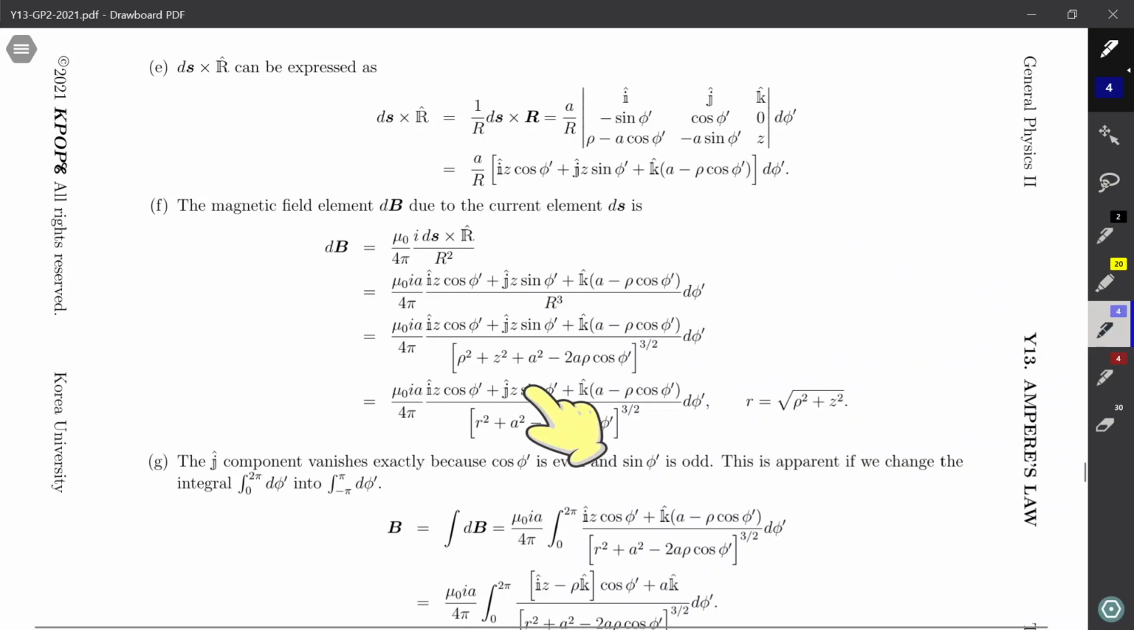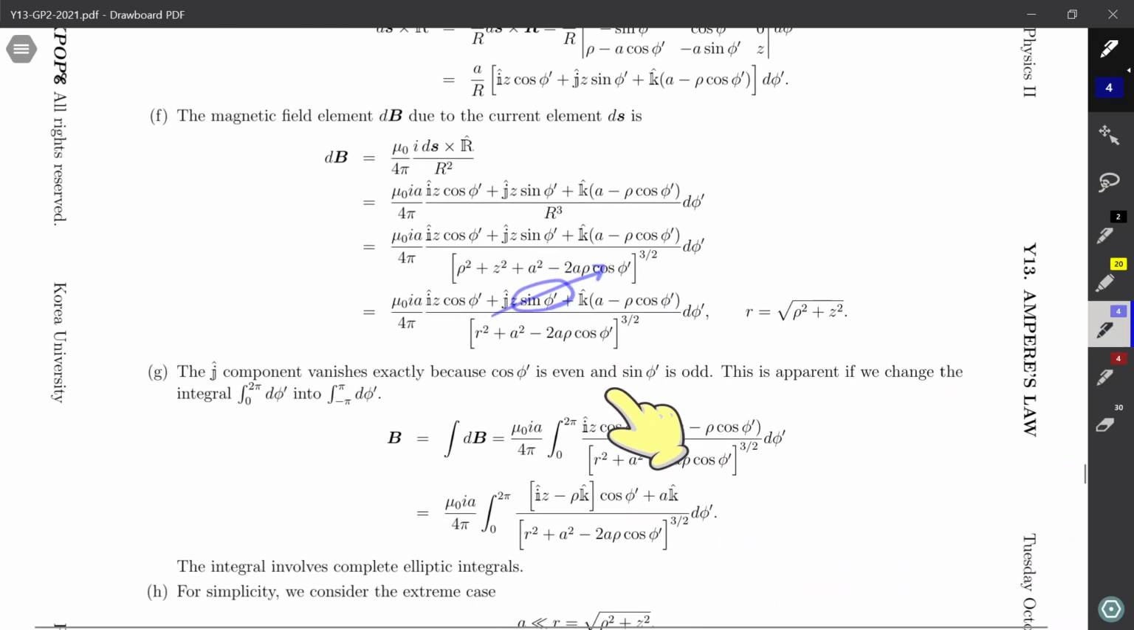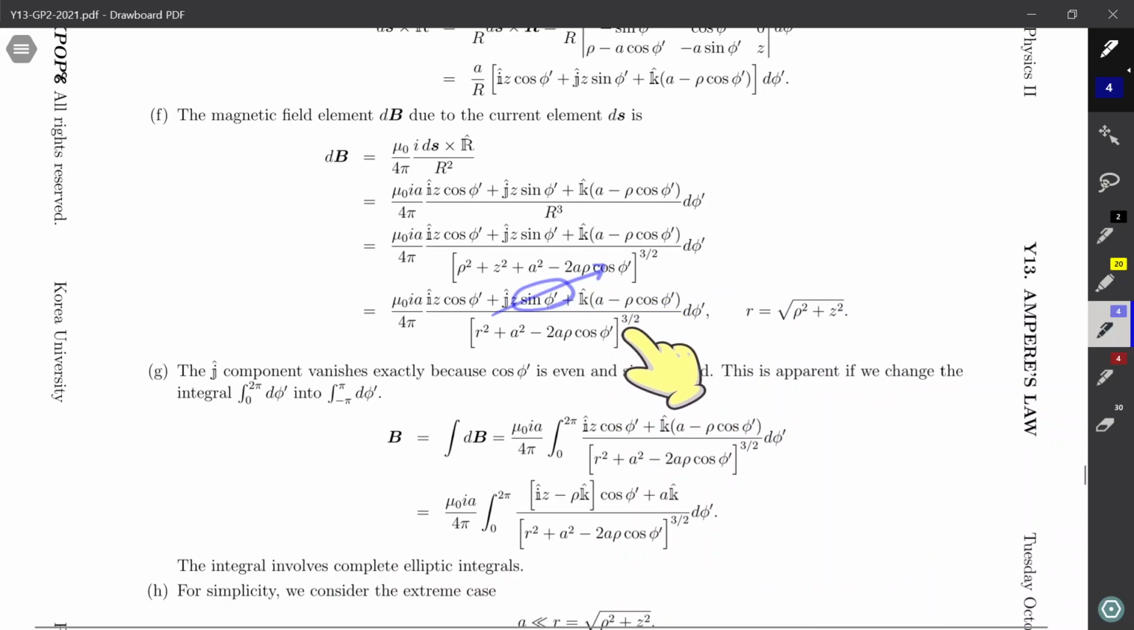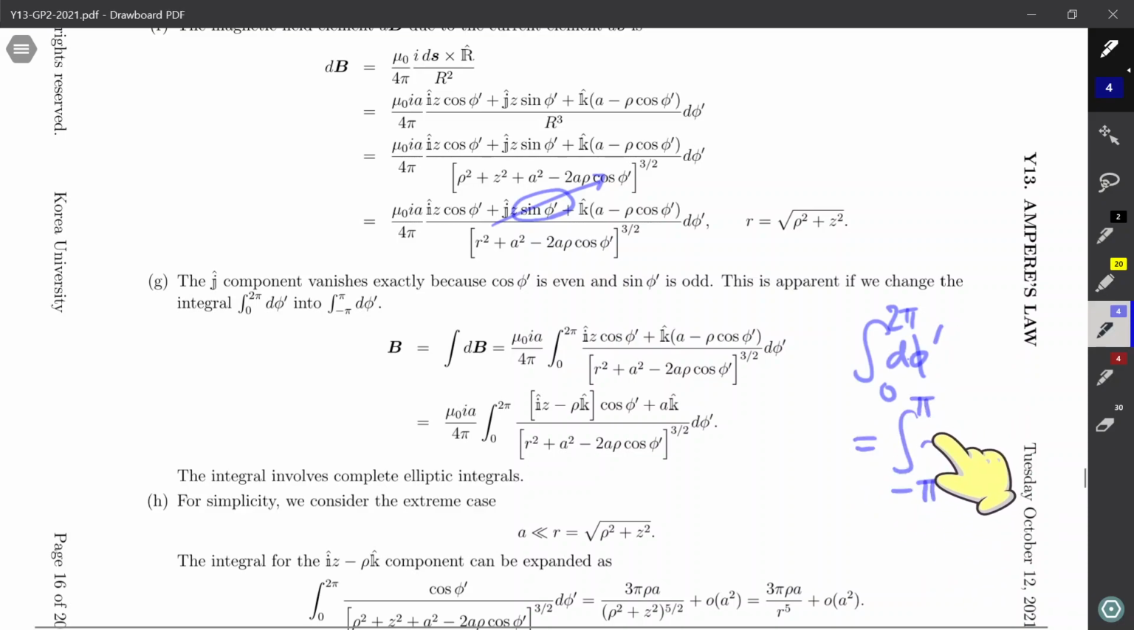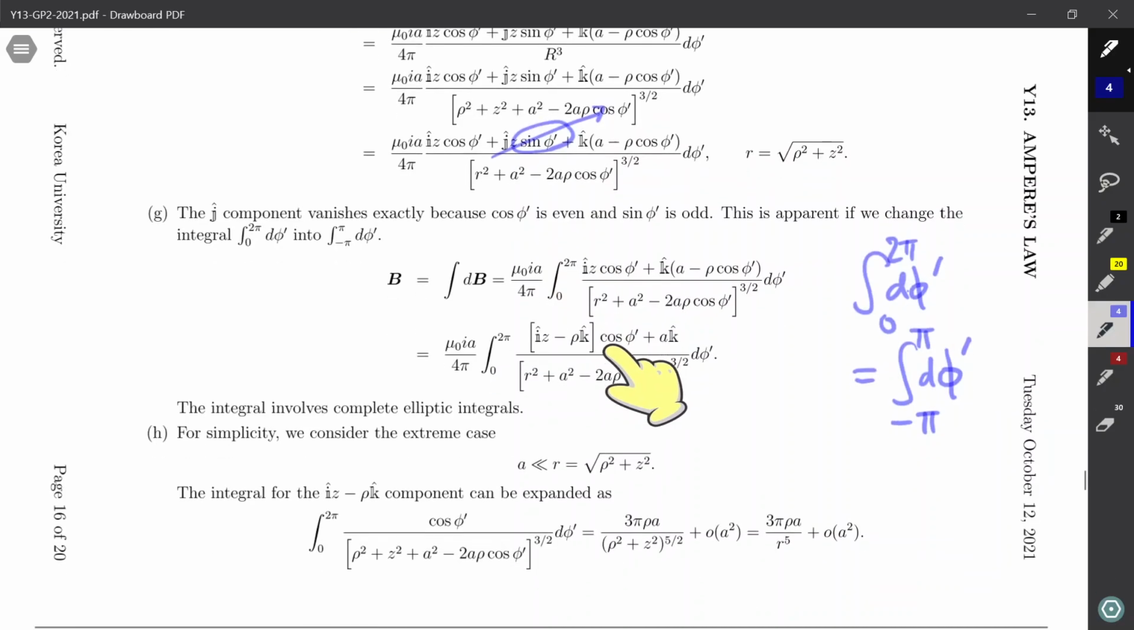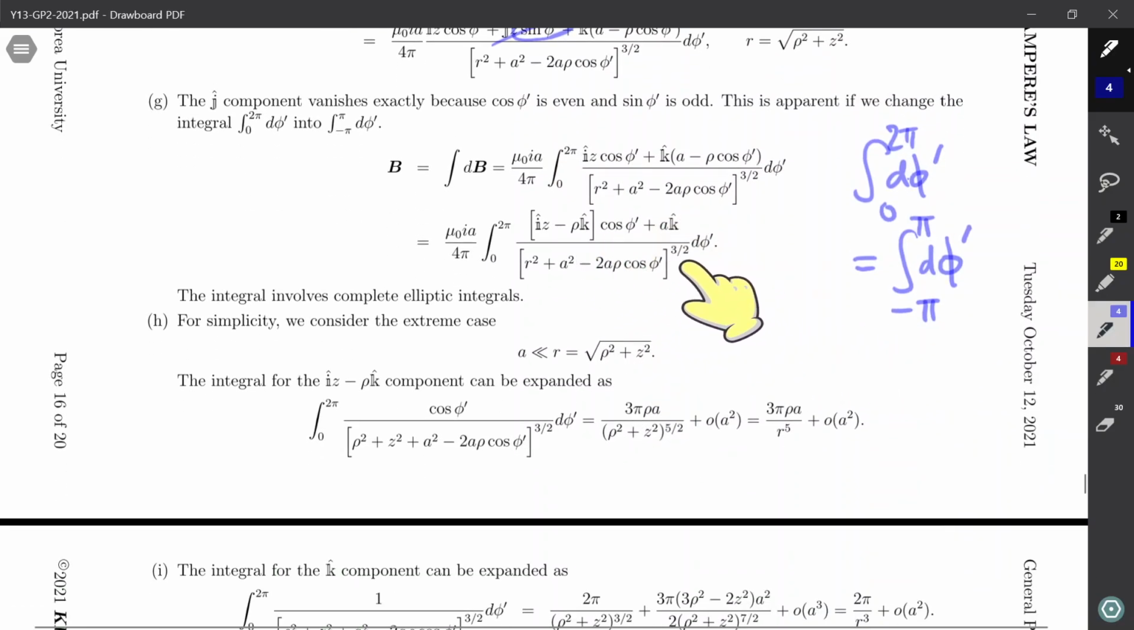We shall find that this sine-dependent integral vanishes. Any cosine-dependent integral or the constant integral survives. These are the explanation: the cosine phi is an even function. We integrate phi prime over 0 to 2 pi, or this one is the same as minus pi to pi. And we have the result, very complicated. This is a complete elliptic integral. This is out of the scope of our class.